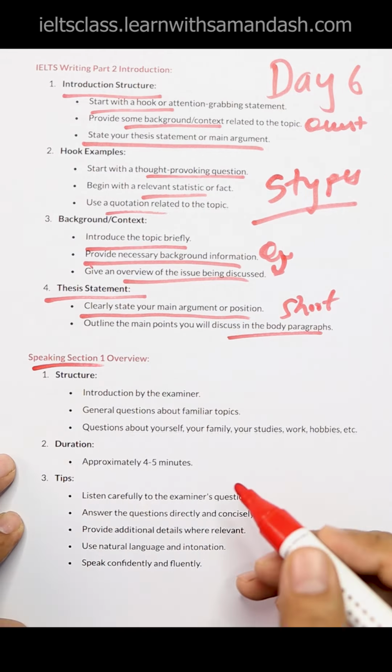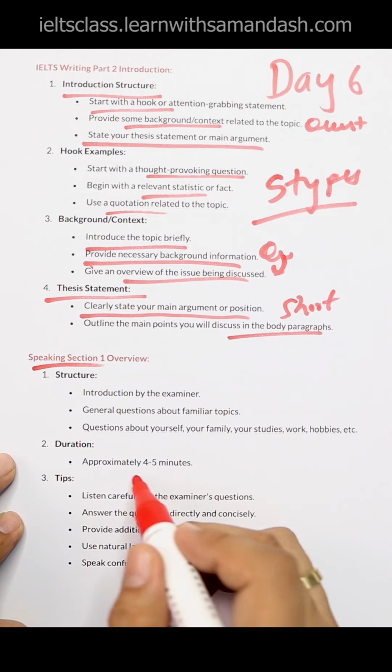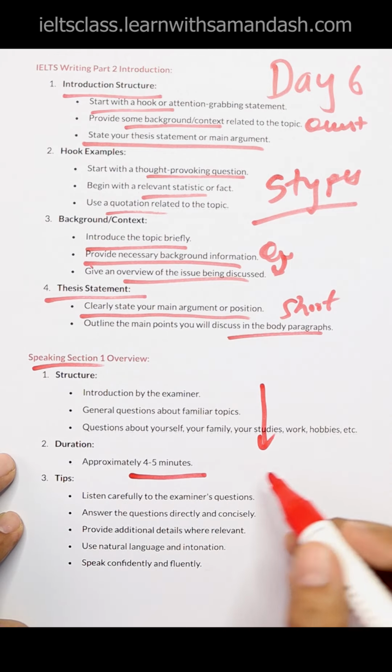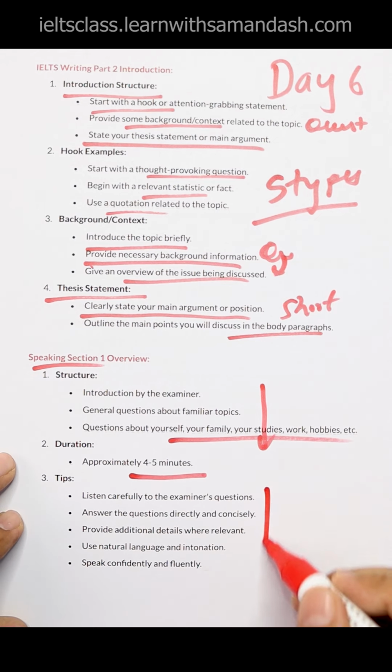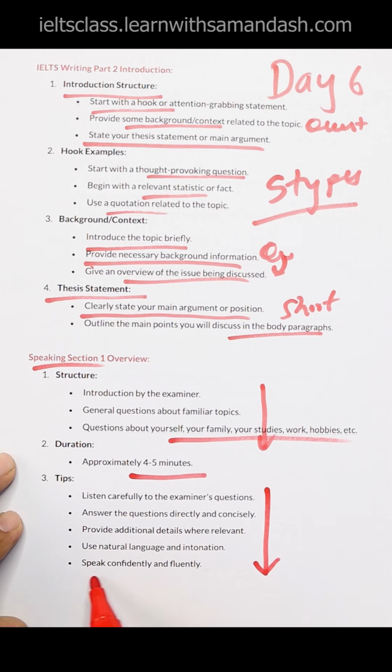Speaking structure, you know what happens in there. You have 4 to 5 minutes, and the examiner is going to ask you questions related to basic topics, not way too advanced science topics or anything, not specific topics, but general topics, you can say that. And yes, you have to keep these tips in mind, and there are more, such as speak confidently and fluently, provide additional details. Don't be just straightforward, oh, I like this, I like that.